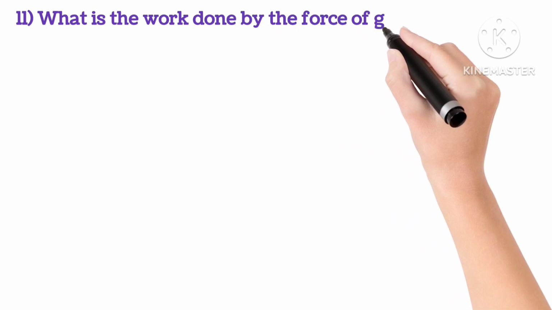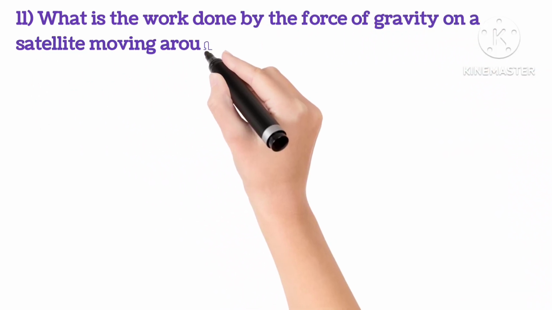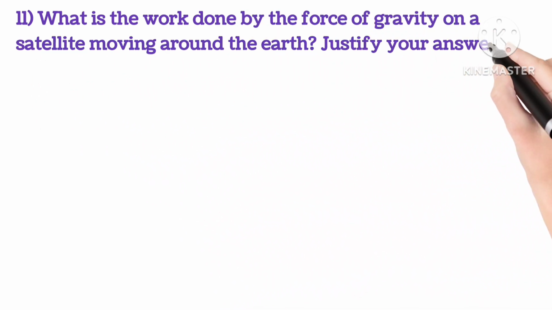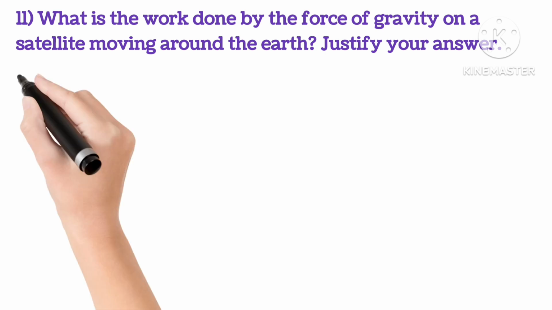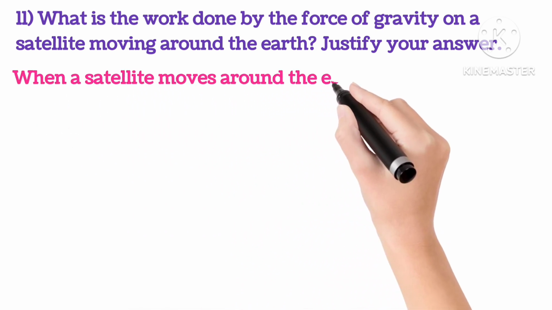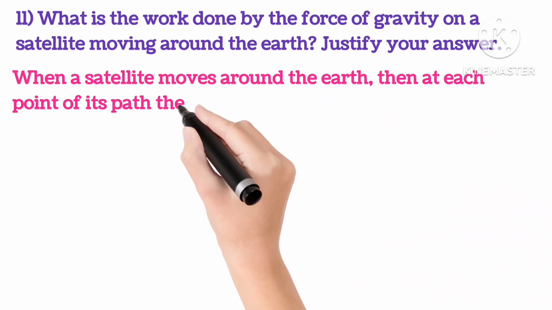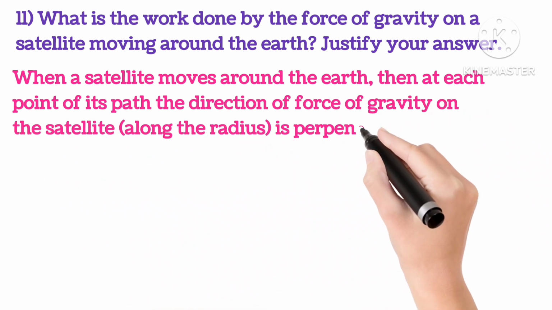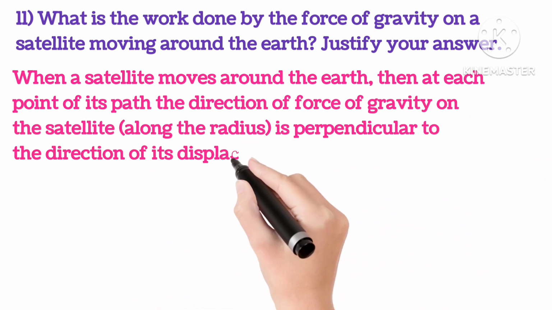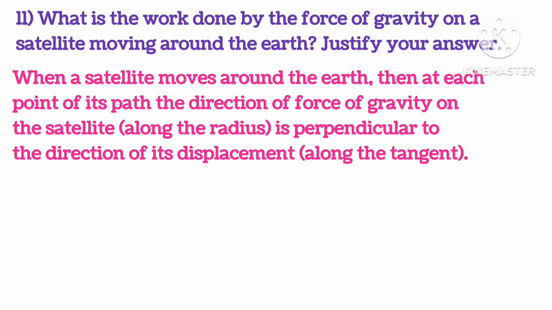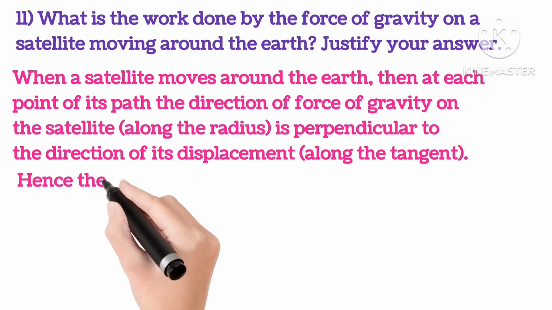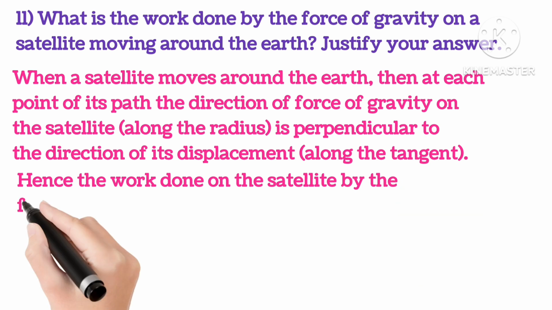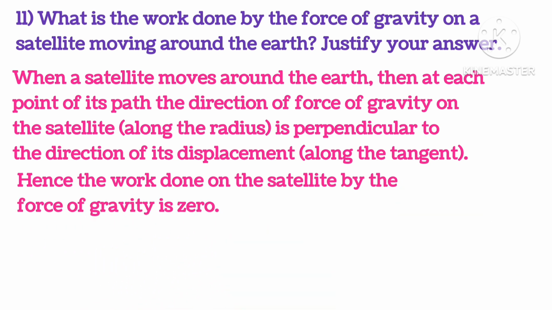11th, what is the work done by the force of gravity on a satellite moving around the earth? Justify your answer. When a satellite moves around the earth, at each point of its path, the direction of the force of gravity on the satellite along the radius is perpendicular to the direction of its displacement along the tangent. Hence, the work done on the satellite by the force of gravity is 0.